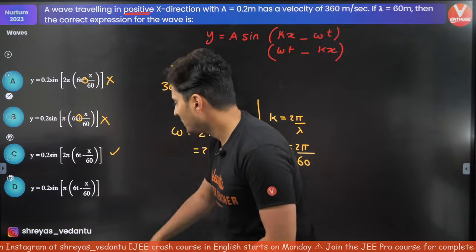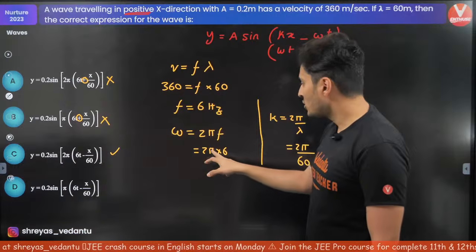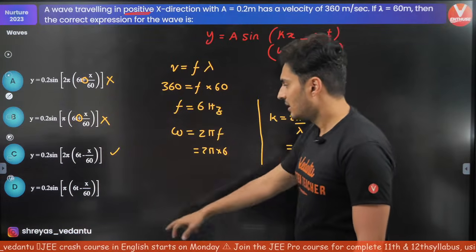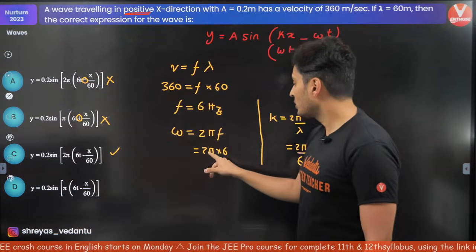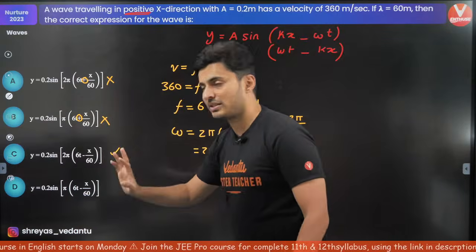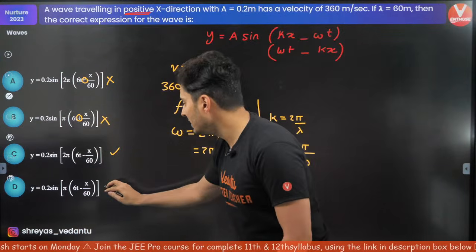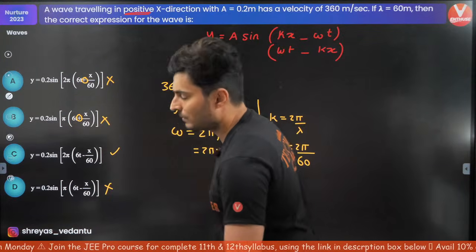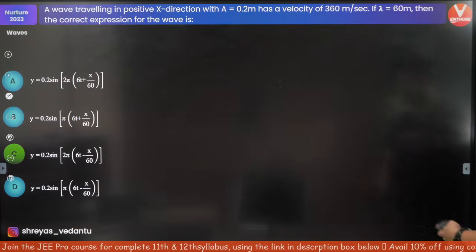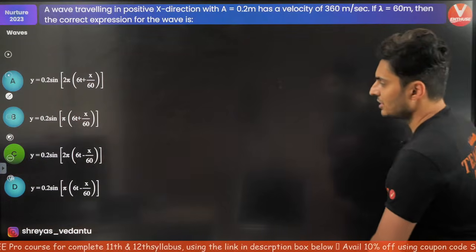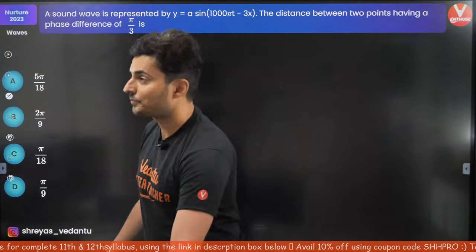In D option, it is just 6 pi, but actually it is 2 pi into 6. If you look at the value of omega, it is 2 pi into 6. Here it is just pi into 6. There is no 2 over there. So obviously D option is wrong. Yep, option C is correct. Interesting question. Moving to the next one.